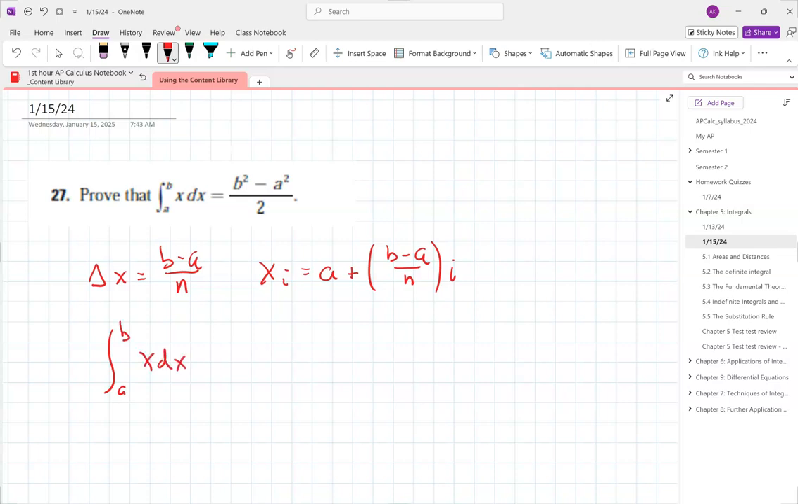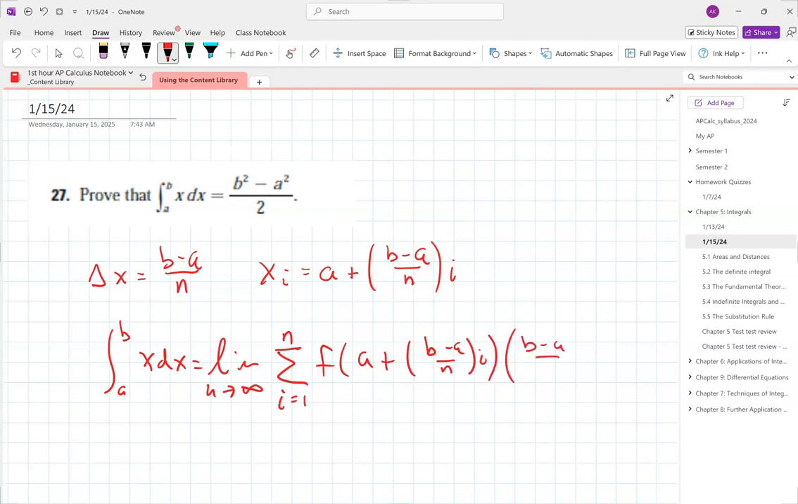So for proving this, we'll say this is equal to the limit as n goes to infinity of the sum, i equals 1 to n, of, we'll write it this way first, f of xi times delta x, right? And our f of x in this case is just x, so I'll just erase that.